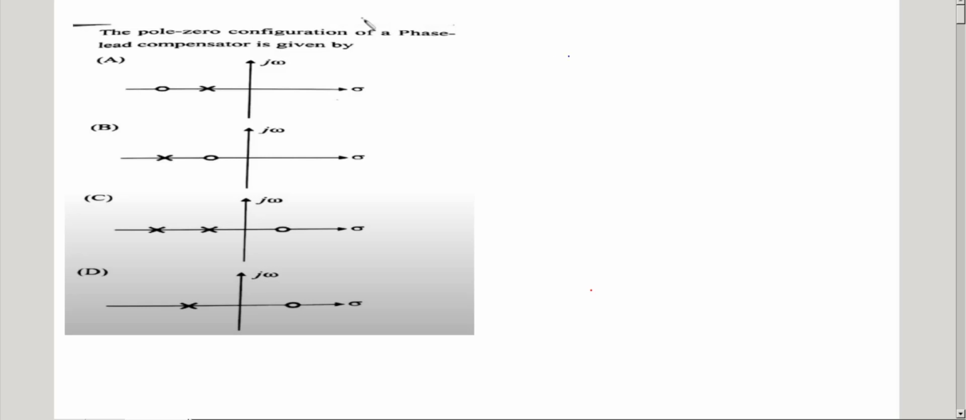First question, let's see the first question. The pole zero configuration of a phase lead compensator is given by. So let's see what compensators we have.